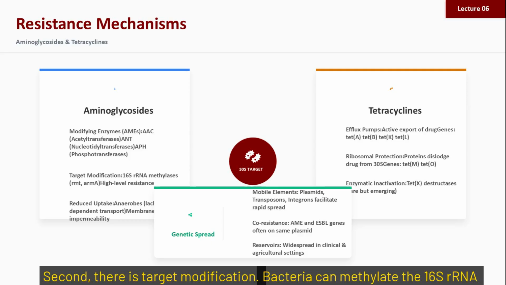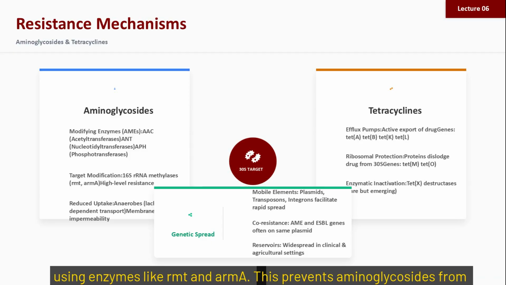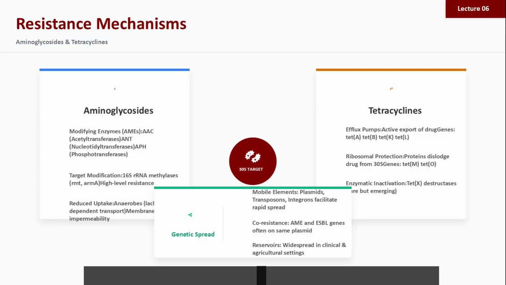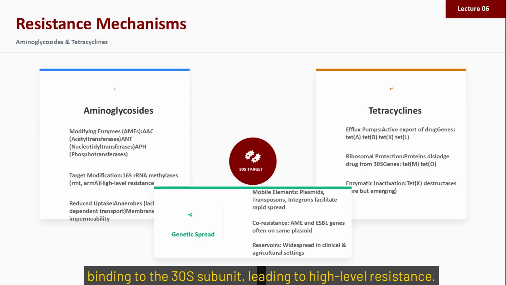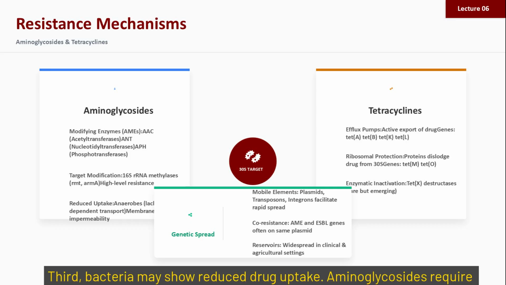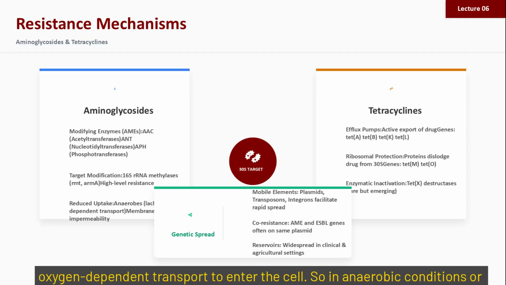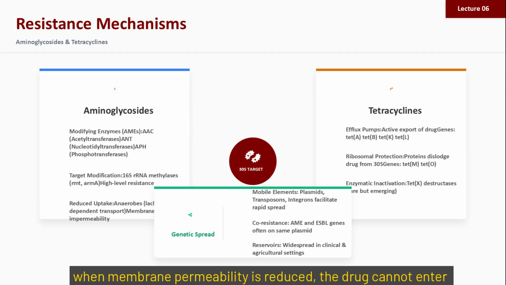Second, there is target modification. Bacteria can methylate the 16S rRNA using enzymes like RMT and ArmA. This prevents aminoglycosides from binding to the 30S subunit, leading to high-level resistance. Third, bacteria may show reduced drug uptake. Aminoglycosides require oxygen-dependent transport to enter the cell. So in anaerobic conditions or when membrane permeability is reduced, the drug cannot enter effectively.